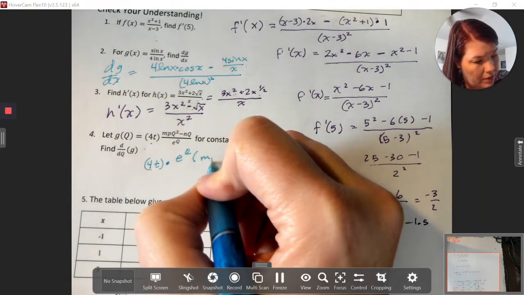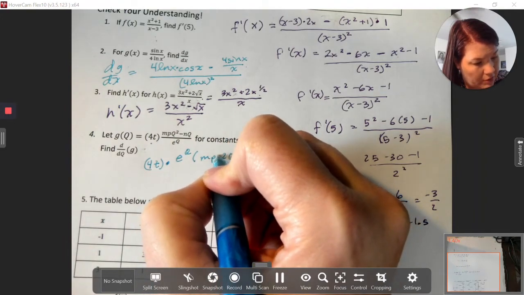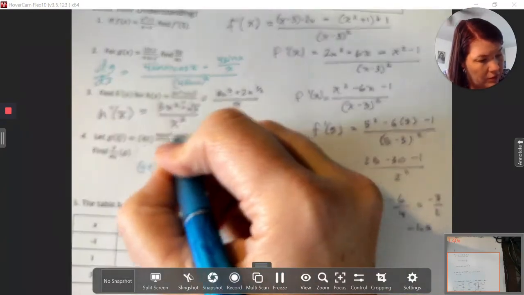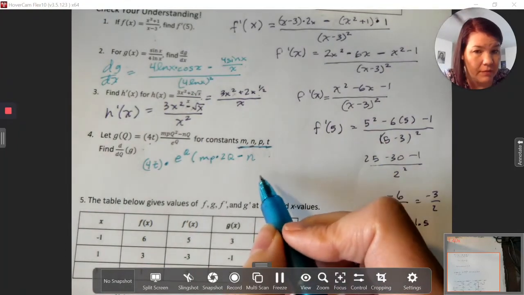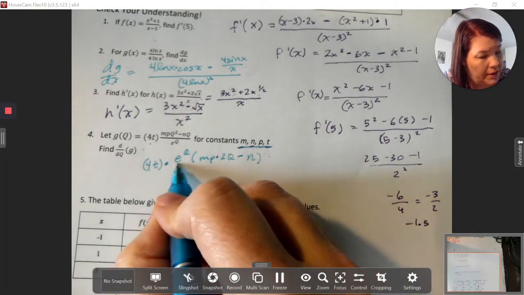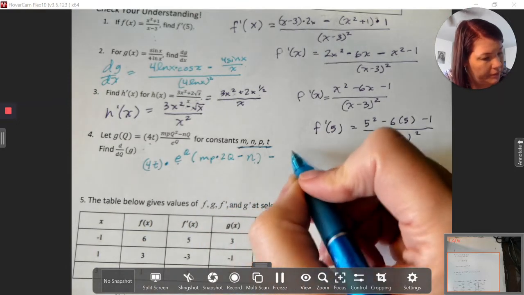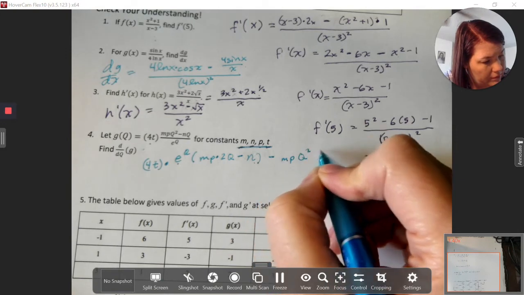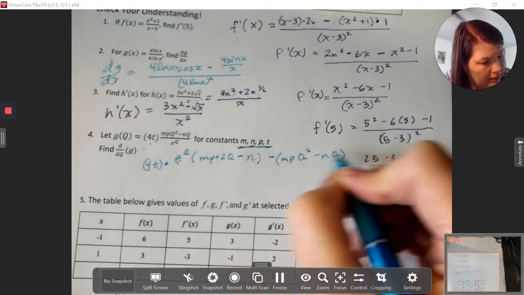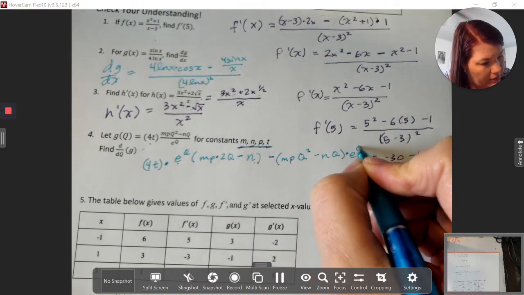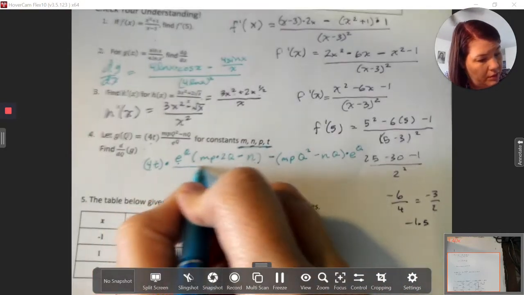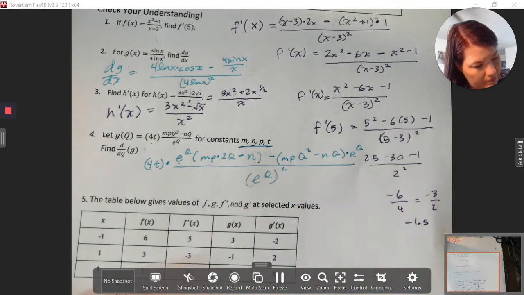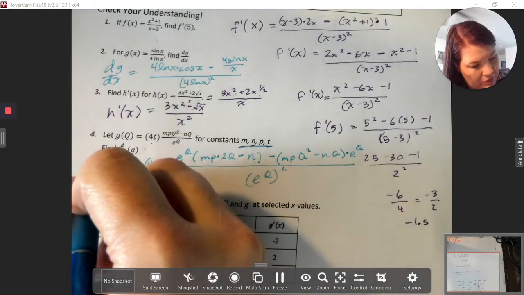So 4t times down, e to the q, d up. So mp times 2q, because remember m and p are just constants, minus n, derivative of q will just be the number in front. Okay, so down, d up, minus up, d down, anything e raised to any power, same thing, all over down squared. Okay, so again, officially done.